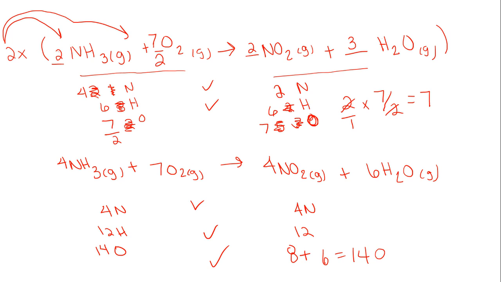So the key thing is, if you balance everything and you're left with an odd number, it's usually hydrogen or oxygen, because that's usually the one gas that's by itself. If you get to this point, you're going to have to do a fraction and then multiply everything by 2. And that usually 99% of the time will solve the problem. So the coefficients on here are 4, 7, 4, 6, and that will answer the problem.